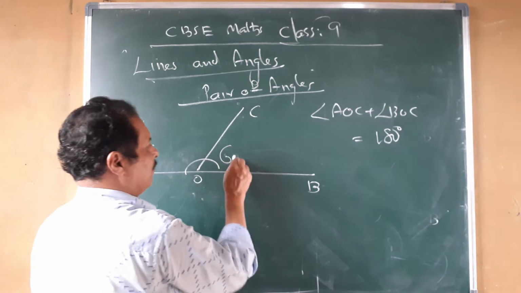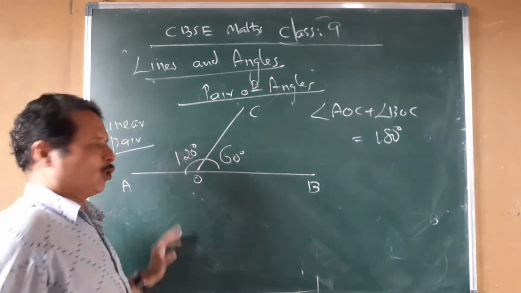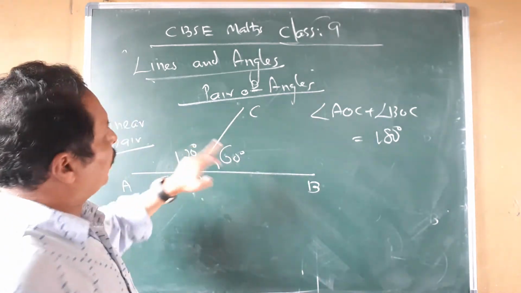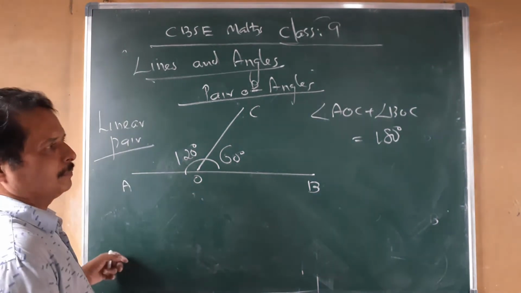That means, for example, if this is 60 degrees, automatically 180 minus 60 equals 120. So the other angle is 120 degrees. 120 plus 60 is equal to 180. You clear?